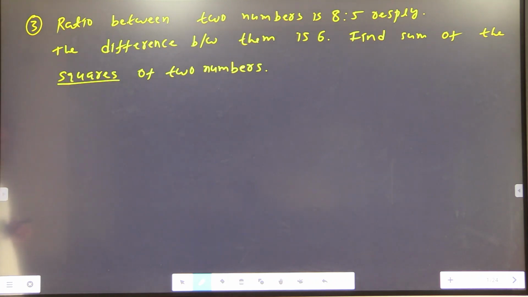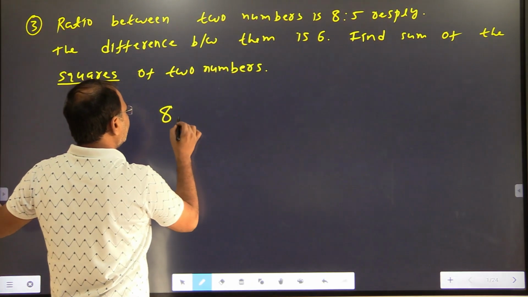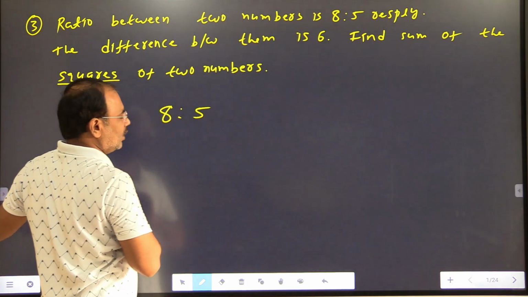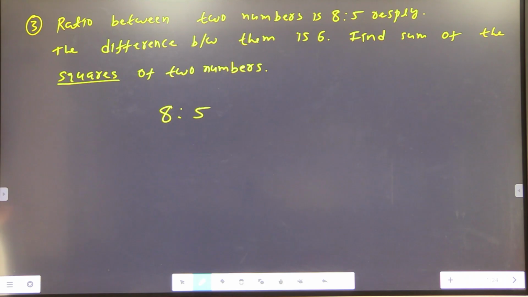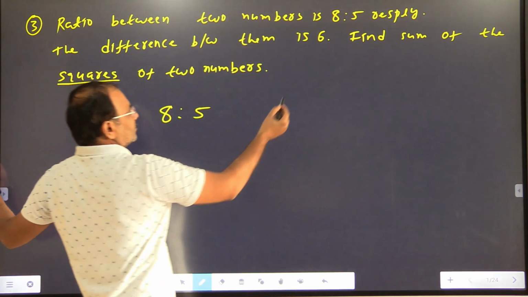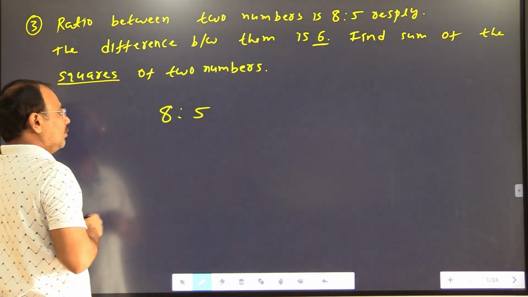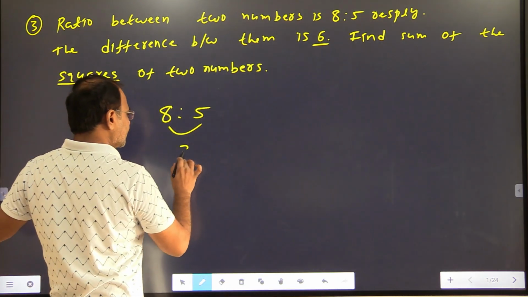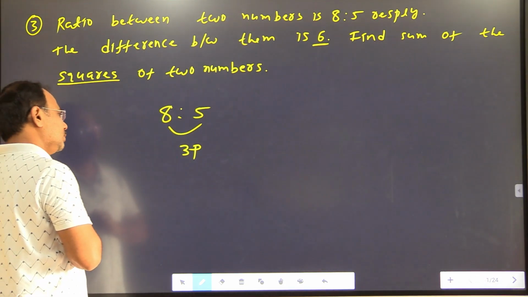So first you have to find the two numbers individually and then you can find the sum of the squares of the two numbers. What is the ratio between the two numbers? 8:5. The first number is 8 parts, the second number is 5 parts. And what is 6? The given value 6 is nothing but the difference between the two numbers, which is equal to 3 parts. The first number 8 parts, the second number 5 parts, the difference between both is 3 parts.